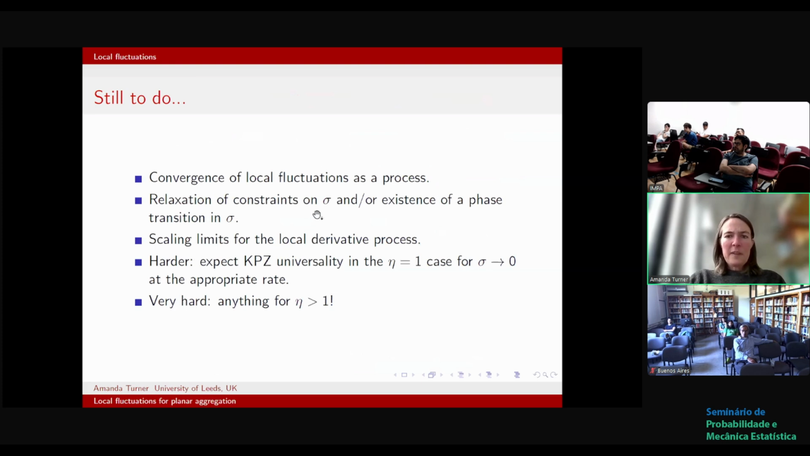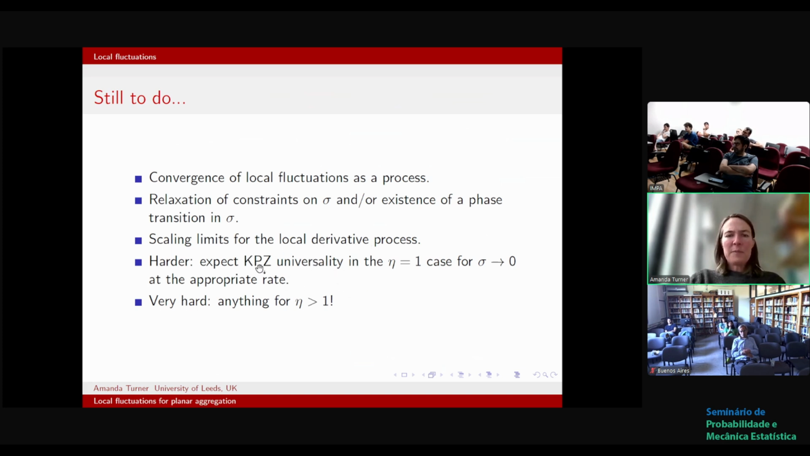So can we either relax these constraints or show that those constraints are there for a reason, that there is actually a phase transition in sigma as well as a phase transition in eta. We've done the scaling limits for the actual process. You can also ask the same question for the local derivative, and our methodology looks like it should work quite nicely there as well. And then a couple of harder questions.